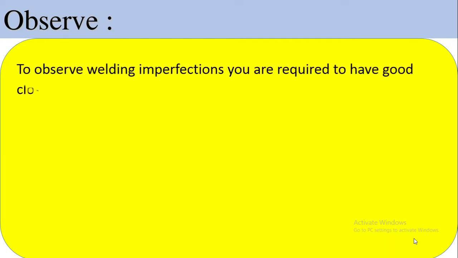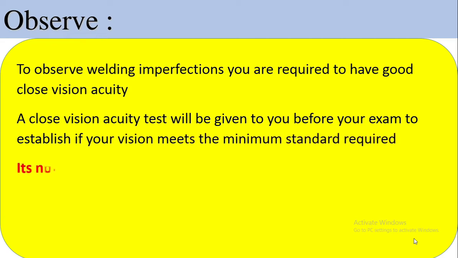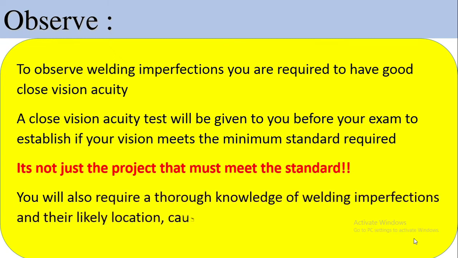So what is observe? To observe welding imperfections, you are required to have good close vision acuity. If you don't have close vision acuity, you cannot get the correct observation in the welding visual. So in CSWIP 3.1 the eye test is very important.